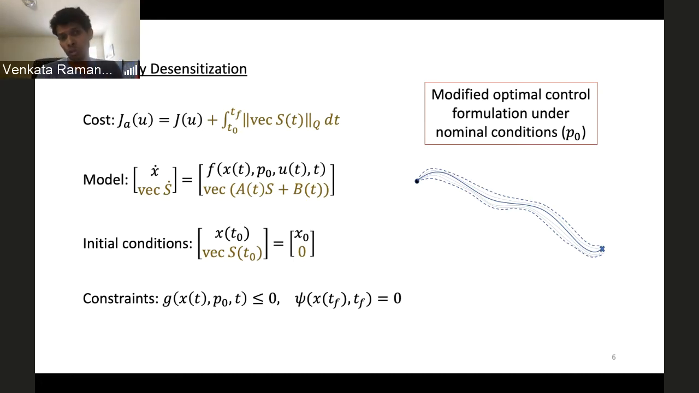And to capture the regularizer, you need to augment the dynamics of the sensitivity function, or essentially the sensitivity equation, and the set of initial conditions for the sensitivity function. And what I claim here is essentially this modified optimal control formulation would reduce the variations in the trajectory in open loop scenario, which would essentially help in the feedback situation by reducing the effort for the feedback controller.